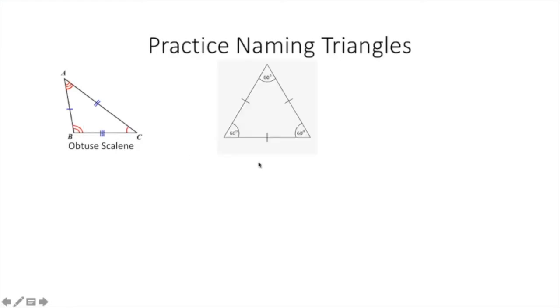Okay, here's another one. Pause the video, see if you can get this one's name. All right, this is an equilateral triangle. It's also an acute triangle. Together, it would be an acute equilateral triangle. What about this guy? You got it. It's an acute isosceles triangle. All these angles are smaller than 90 degrees, and you have 2 sides that are the same.